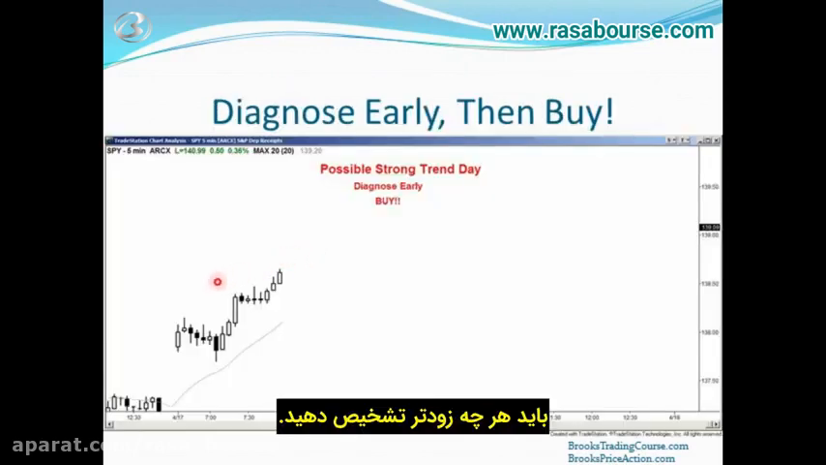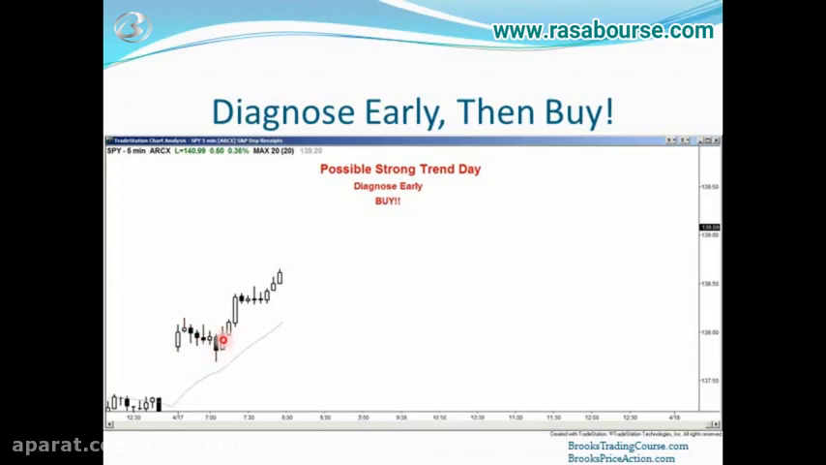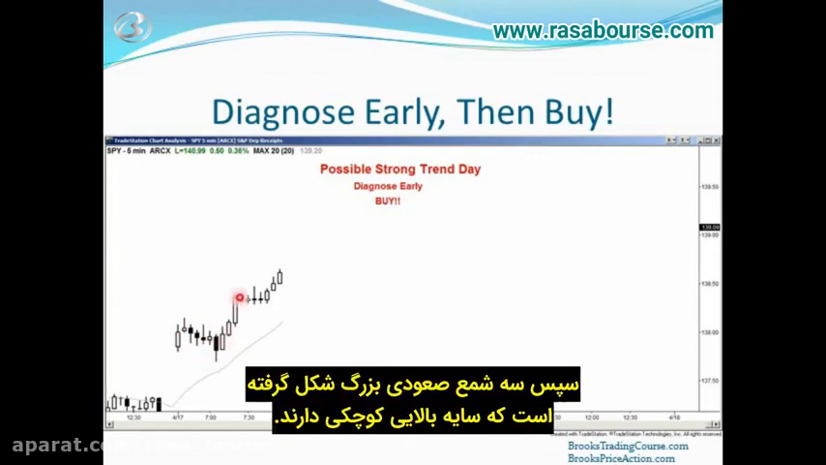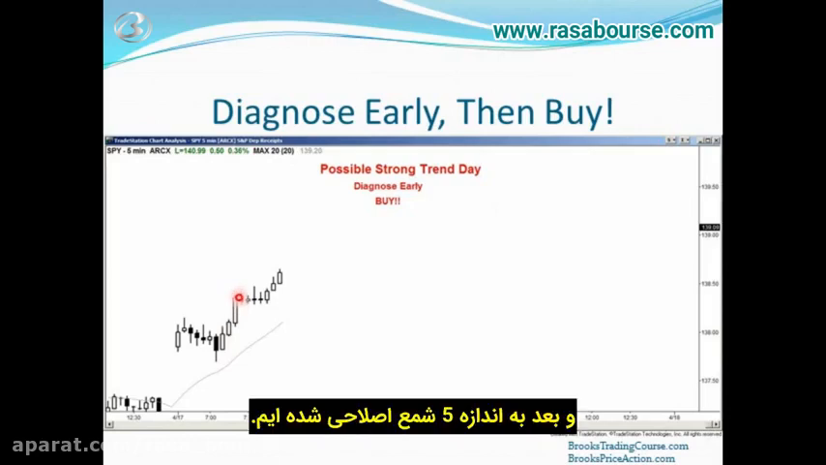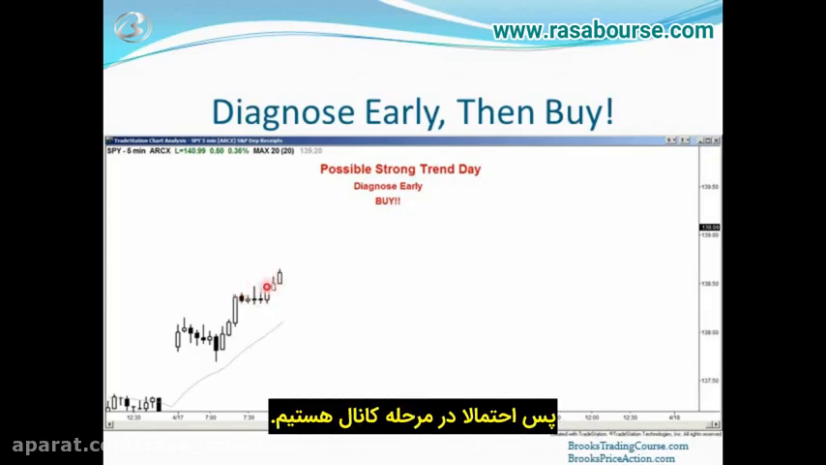You always need to diagnose as early as you can. So here we have a big gap up, a two-legged move that did not even reach the moving average, a 2-bar reversal, and then 3 strong bull bars closing near their highs. We went sideways here for 5 bars, so maybe we're entering a channel. These bars are getting smaller body, tail on top, so we're probably in a channel phase.